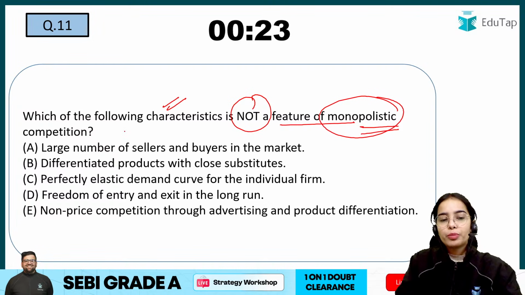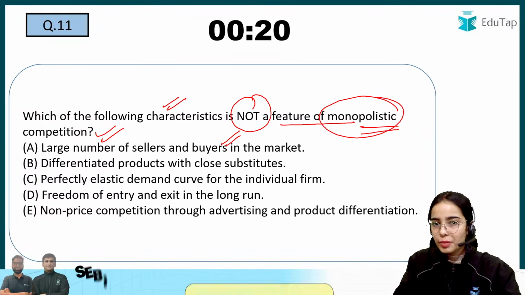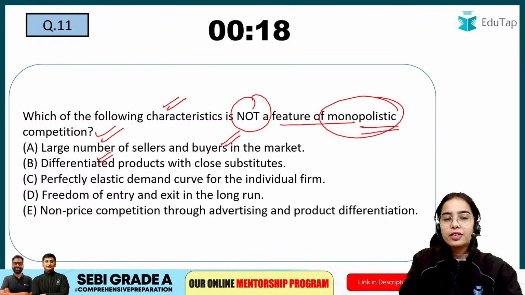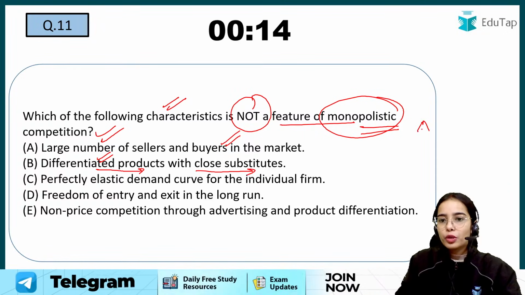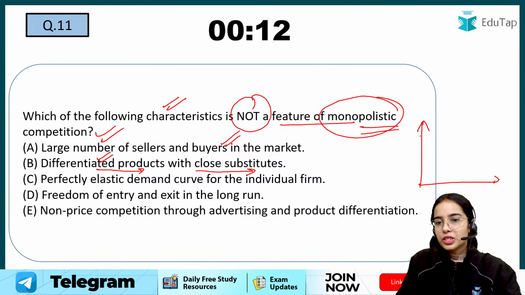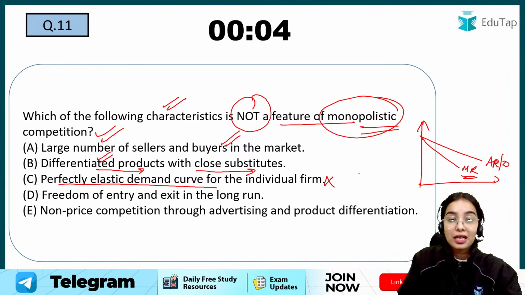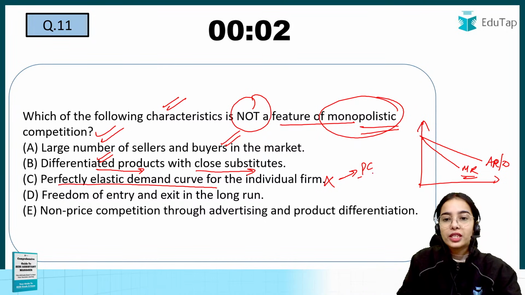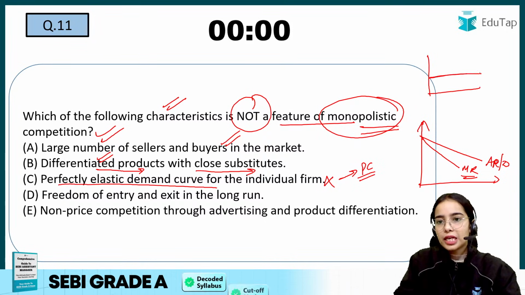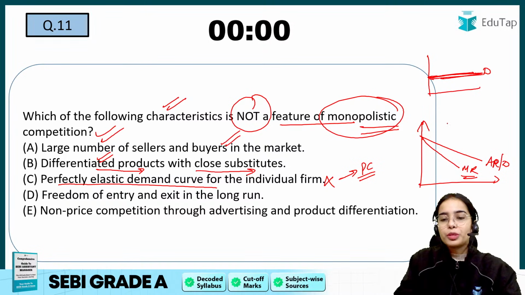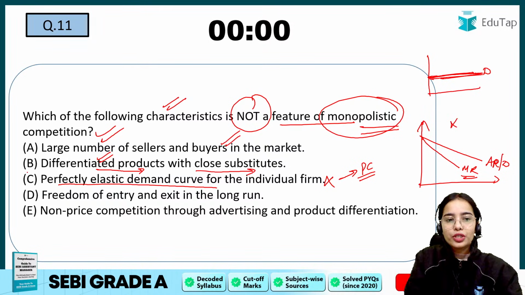In monopolistic competition, there are a large number of sellers and buyers in the market. The sellers are selling differentiated products which are close substitutes of each other. The monopolistic firms have a downward sloping demand curve, that is the average revenue curve, and a downward sloping marginal revenue curve. So the demand curve is not perfectly elastic. A perfectly elastic demand curve is only in perfect competition, not in monopolistic competition. So C is the answer.